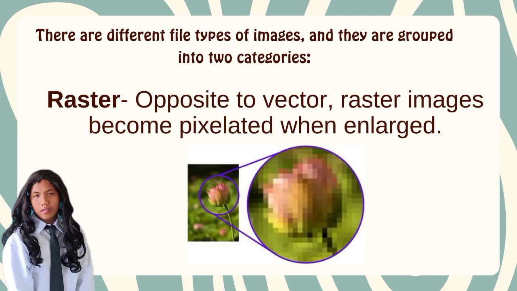So the next category is raster. Opposite to vector, raster images become pixelated when enlarged. So ang raster naman ay kabaliktaran ng vector. Pag isinoom yung image, yan nakikita nyo, the flower, nung isinoom siya, naging pixelated yung picture. Parang nag-iba yung quality ng picture pag zinoom in siya.